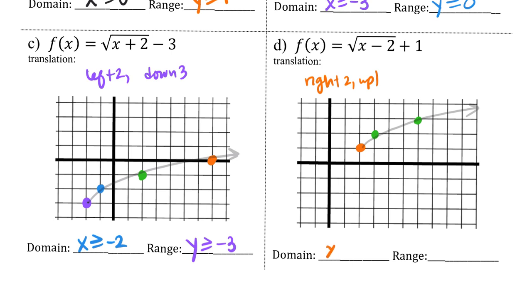Okay, domain x is, what's the x value here? 1, 2. X is greater or equal to 2. Range is the y values. The y value here is 1. Y is greater or equal to 1.